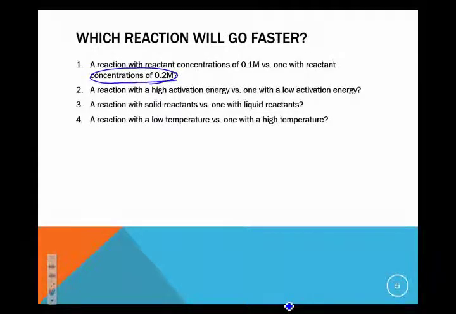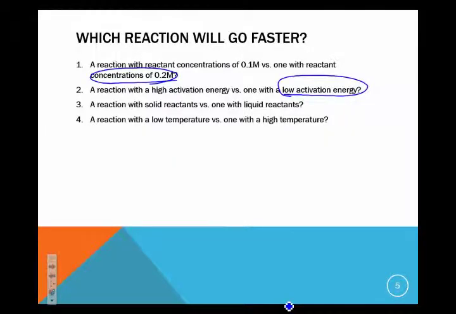If we have a reaction with a high activation energy versus one with a low activation energy, I think about this as kind of like a pair of shoes. One costs, I don't know, let's say $1,000, and another one costs $5. How many people do you think you're going to see in the $1,000 pair of shoes? Not very many. How many might you see in the $5 pair of shoes? Quite a few. So that low activation energy reaction is going to go faster.